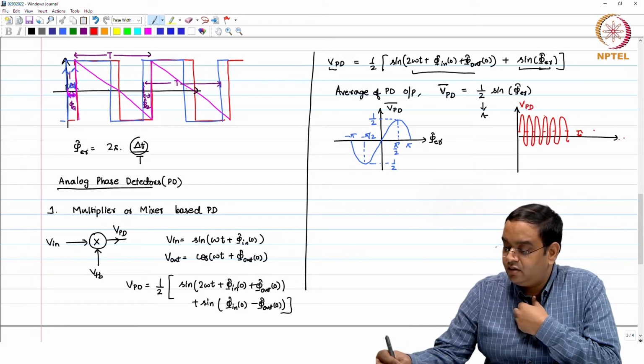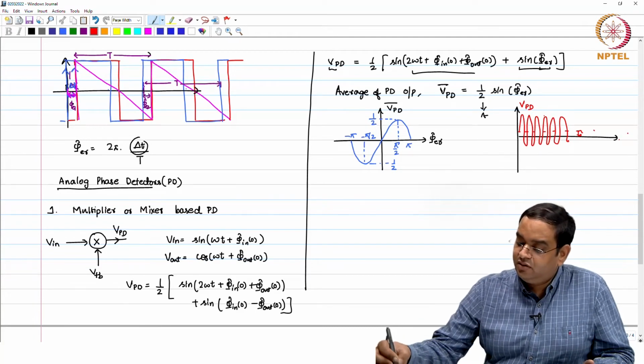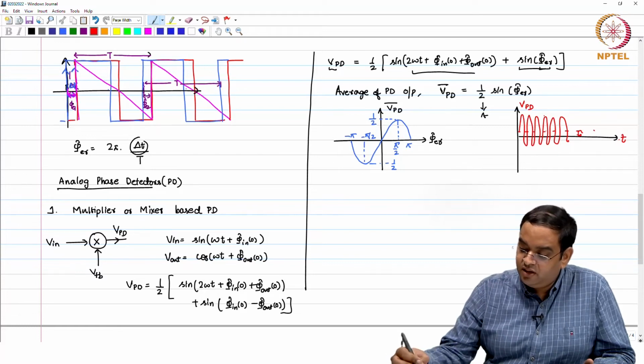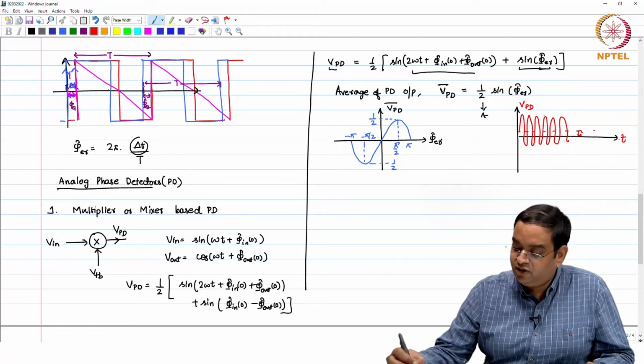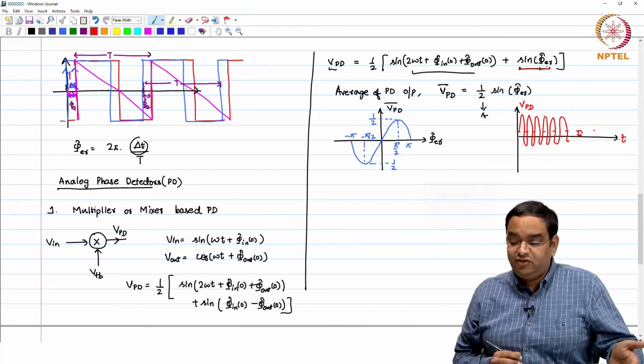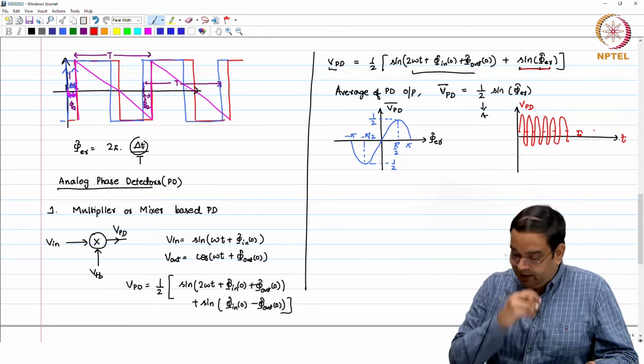Okay, with respect to phase error. Now, sorry, this is with respect to time. So, our loop actually processes only this part and changes the frequency. So, that is the part which we are plotting, VPD average.